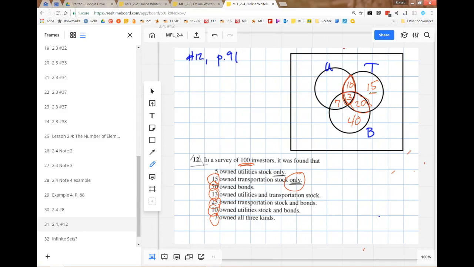Wouldn't you agree? This 15 where it's placed, did I put that in a place where it's only transportation? Yes, I did, because nothing overlaps there. So you see how that was a break? Okay. Yeah. So is this one. 5 owned utility stock only. 5 right there. Yep. So watch out for that word only. Do you follow? Yeah. And if you get an only, that's kind of a break for you. Okay. All right.